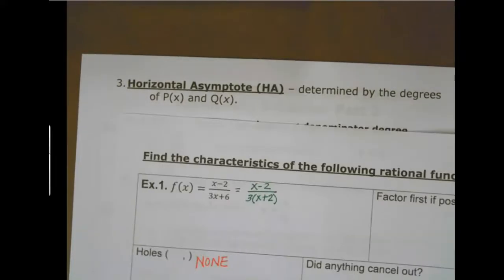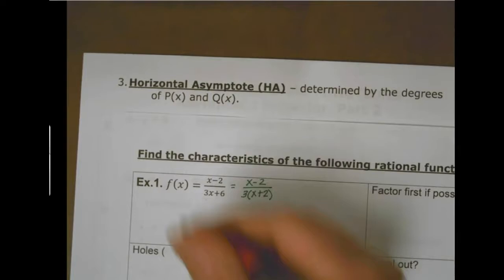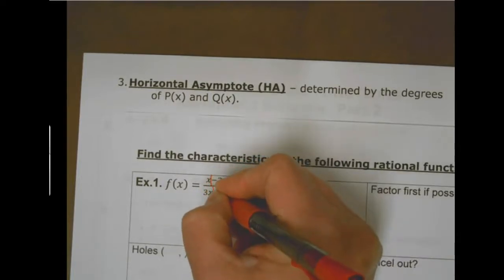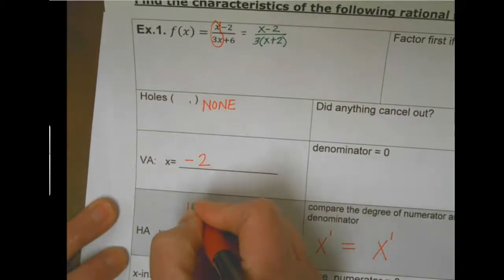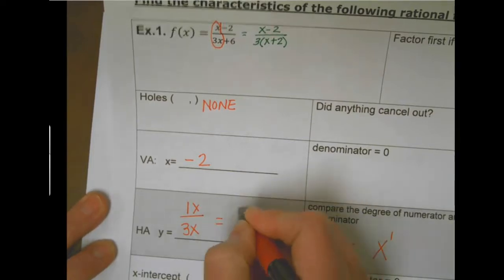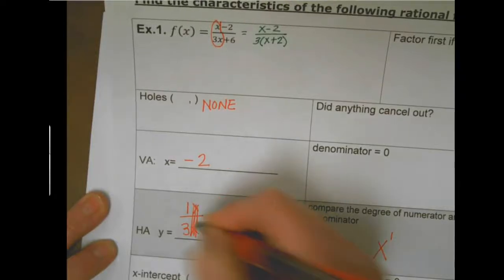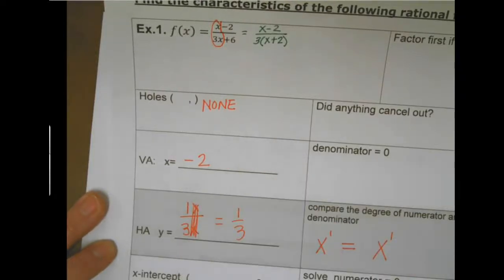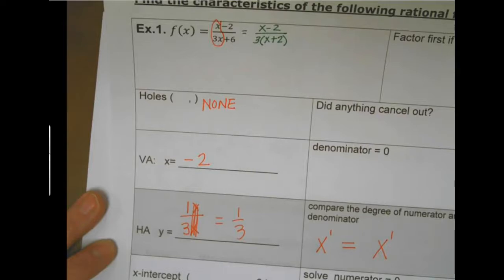Well, back to this problem. This part right here. We have 1x on top, and we have 3x on the bottom. And what was going to happen to the x's? They will cancel out, and so the horizontal asymptote is at 1/3. Now, we're going to have to keep that chart handy because it's got all the rules for it. It'll take a while to learn those rules.